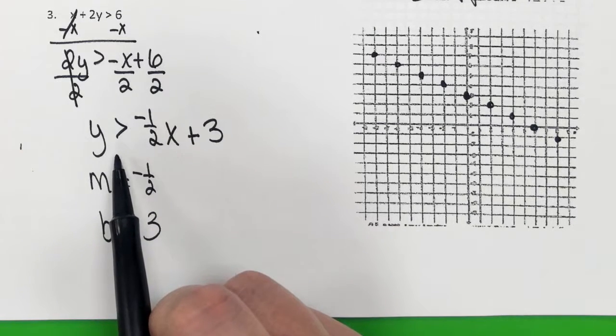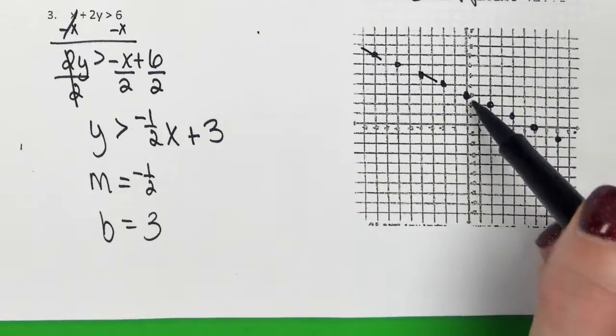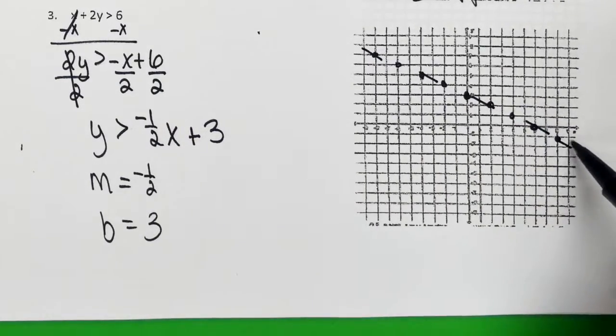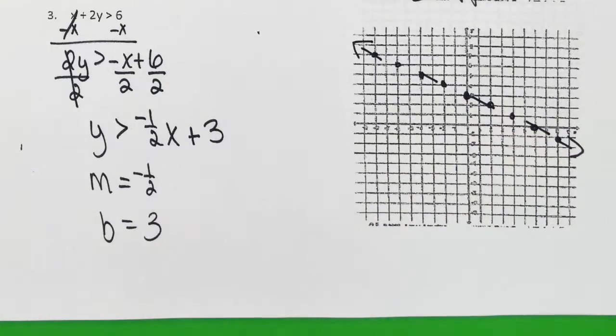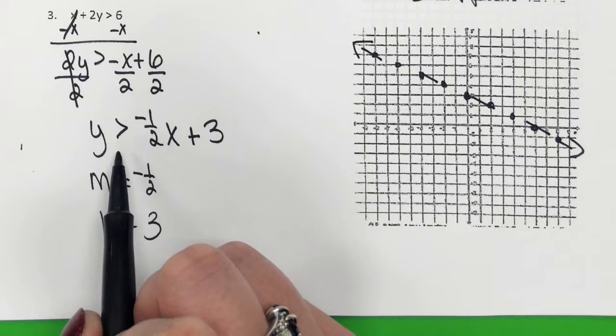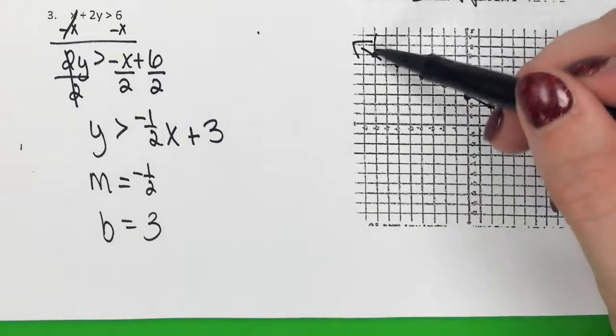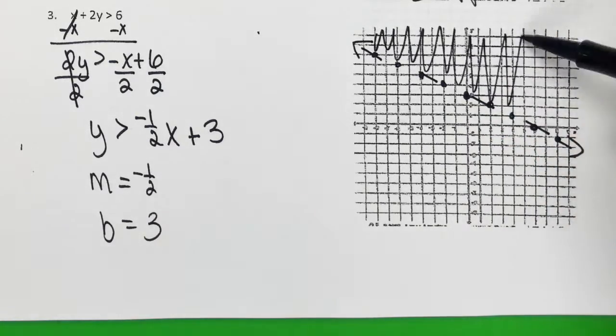Alright, so is this an open line or a closed line? It's an open. So it's dotted, it's broken, whatever you want to call it. And since it says y greater than, where do my y's get bigger? On the top, when you go up.